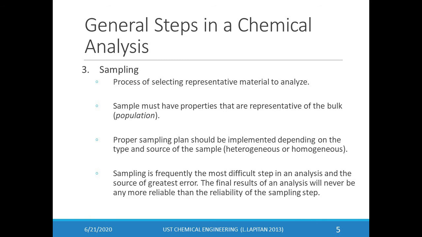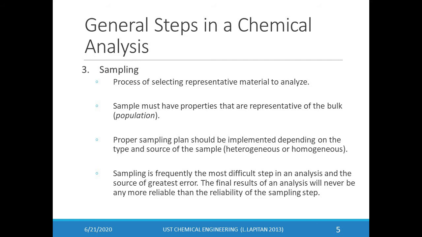The next step in quantitative analysis is to acquire the sample. Sampling is the process of selecting or obtaining a representative of the material to analyze. In order to get meaningful information, the chemical analysis must be performed on a sample whose composition faithfully represents that of the bulk. In other words, the sample must have the same properties that are representative of the bulk of material from which it was taken.